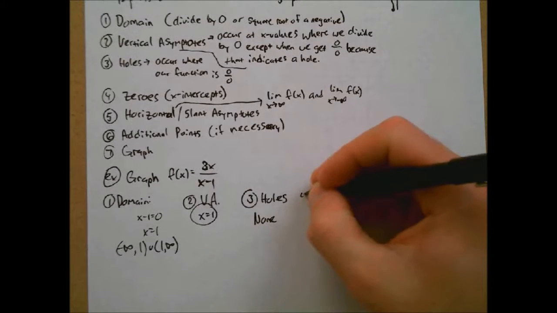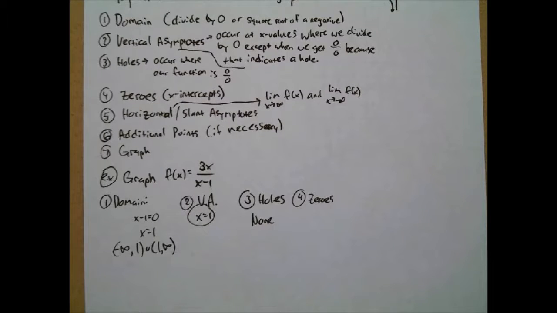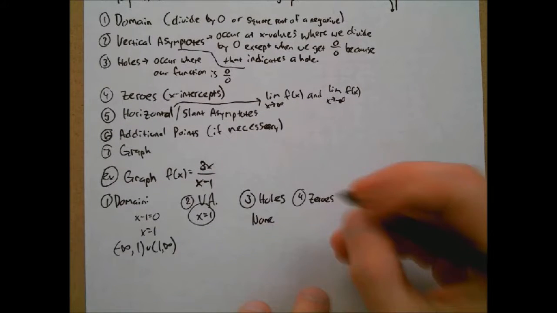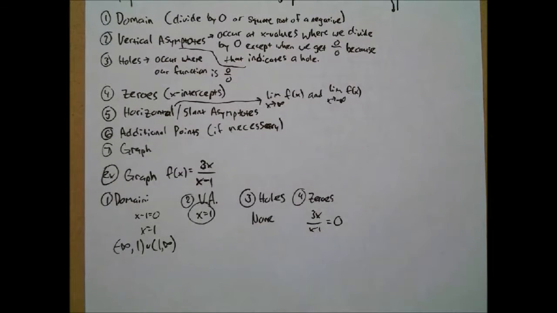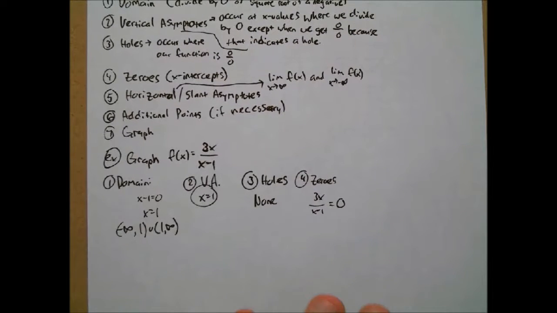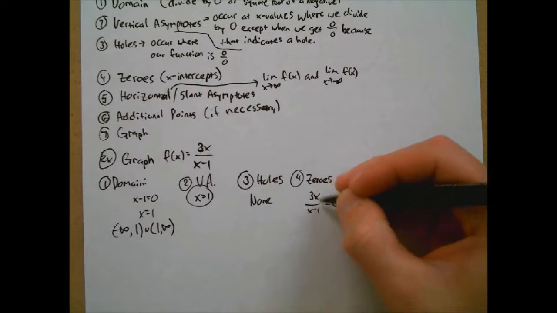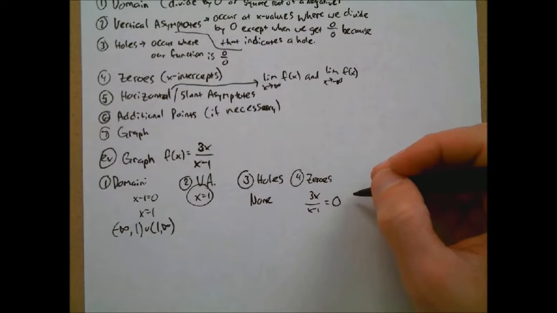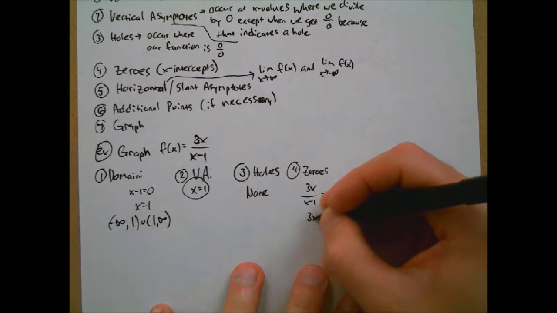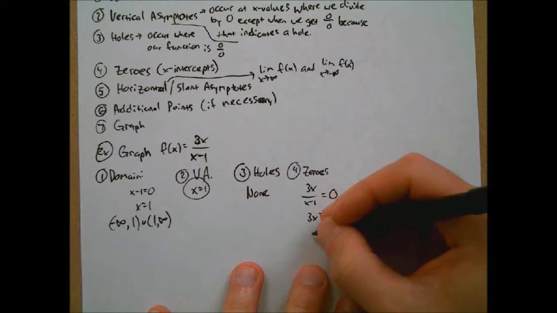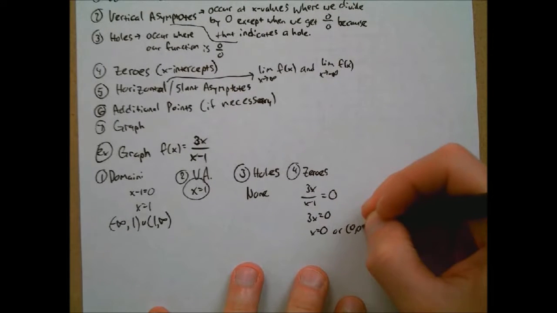All right, let's move on to zeros. So zeros, as Colby said, is when we set our function equal to 0. Of course, a fraction is equal to 0, right? So this is a fraction, 3x over x minus 1. A fraction equals 0 when what part of that fraction equals 0? Just the numerator, right? So we'll set the numerator equal to 0 and divide both sides by 3. So x equals 0, or the point (0, 0) will be a zero.